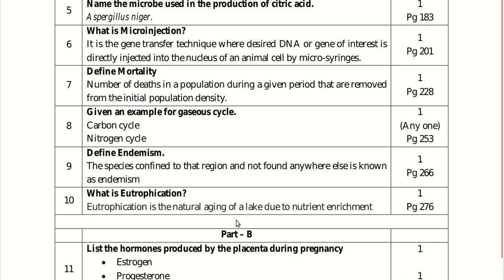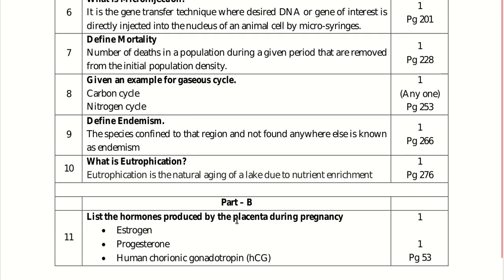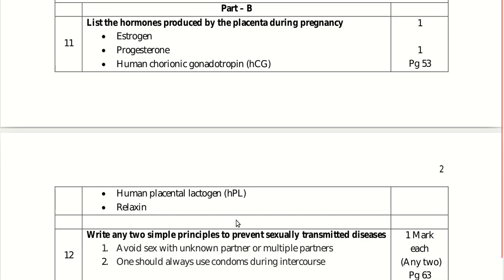Part B consists of 2 mark questions and you have to answer 5 questions. So totally it is 10 marks. List the hormones produced by the placenta during pregnancy. The hormones produced by the placenta during pregnancy are estrogen, progesterone, human chorionic gonadotropin, that is HCG, human placental lactogen, and relaxin. If you write any 4 of them, you get the marks.